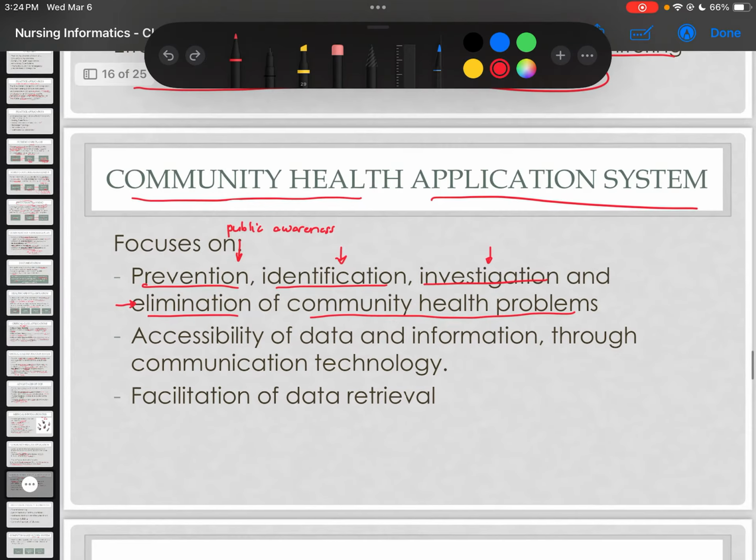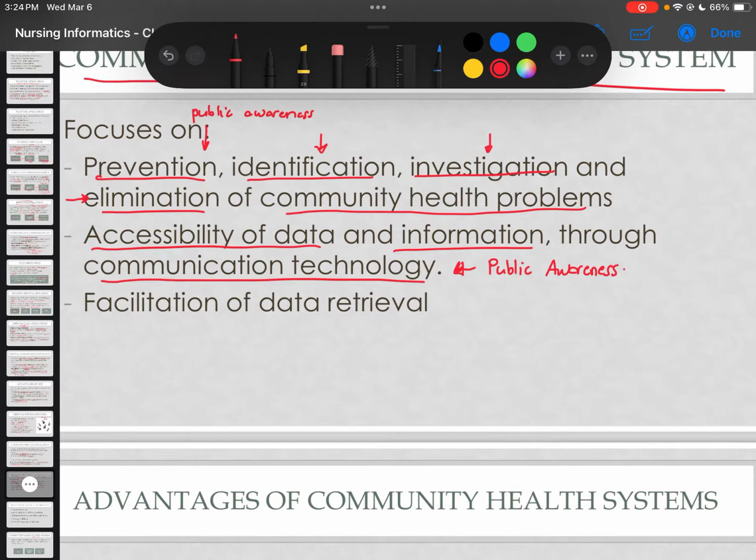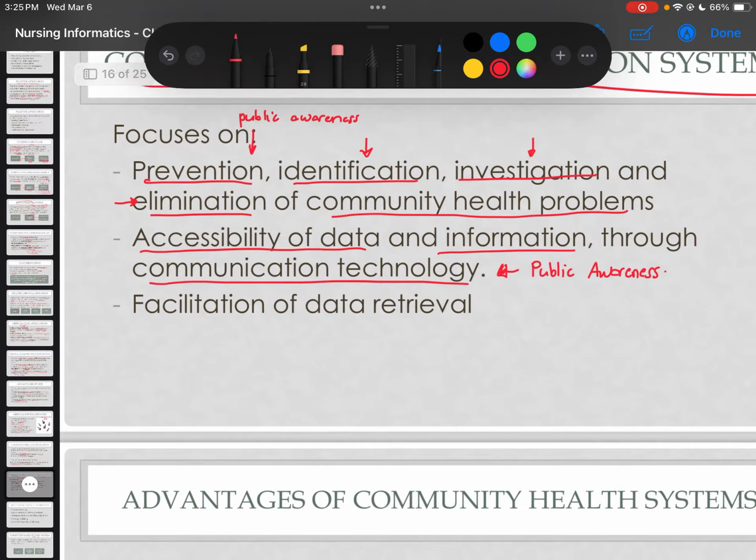Our community health application system gives us accessibility of data and information through communication technology. Okay, I want to highlight truly communication technology because this is the one that gives us our ability to have or to give the public awareness of a problem. Okay, this is the one that gives us our ability for the community to have public awareness. And lastly, it has what we call facilitation of data retrieval.